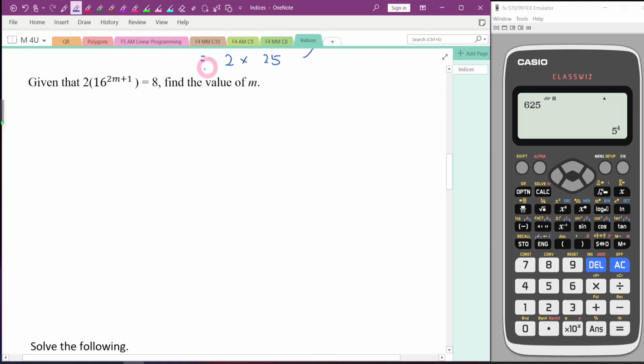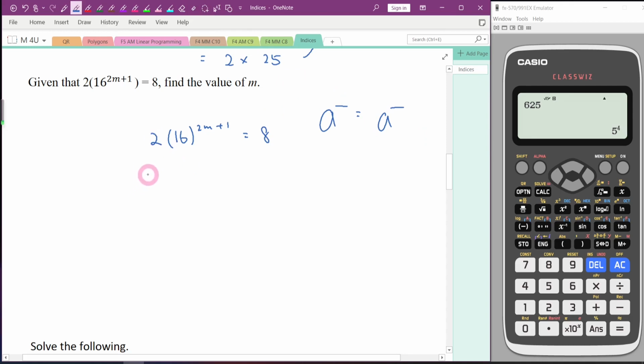Now, let's look at some other types of question. Let me copy first. 16 to power n. Okay, to solve these questions, our goal is to try to change the left-hand side and the right-hand side to having the same base. And then we compare these two parts. Okay, let me show you how we do that.